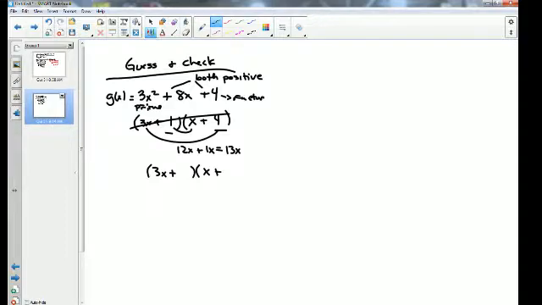Is that going to work? No, 4 and 1 is going to be 3 plus 4 is 7, right? And the only other option is 2 and 2. So 6x, 2x, 8x, right? So we've just factored this appropriately because that matches the middle. Okay, that's guessing and checking.